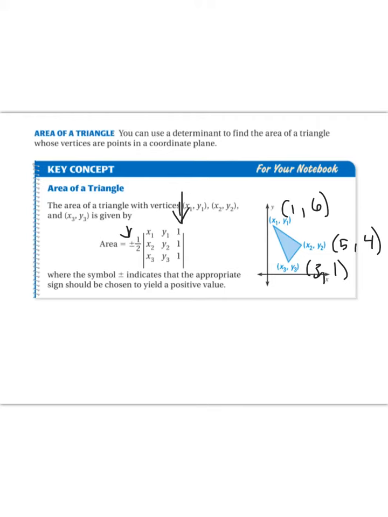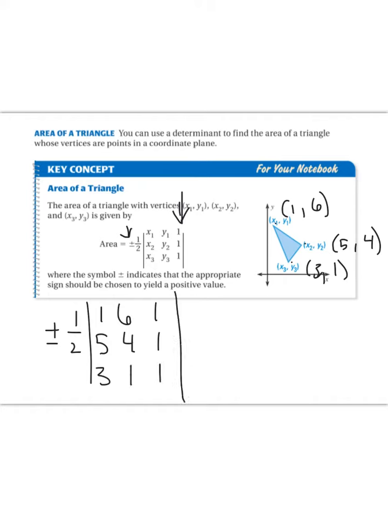So I just put dummy values in for x1, y1, x2, y2, and the third point. Pretend that x1, y1 is 1, 6. To find the area of this triangle, I would have plus or minus 1/2 times the determinant of x1, and my x1 is 1, my y1 is 6, and I filled the last column with 1. Okay, so x2 I said was 5, and y2 is 4, and I filled the last column with 1. Then x3 and y3, and then my last column is 1.